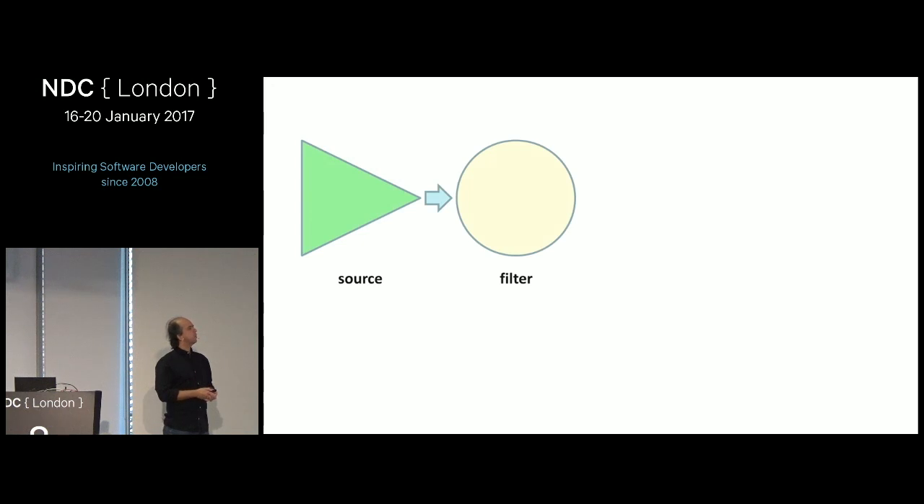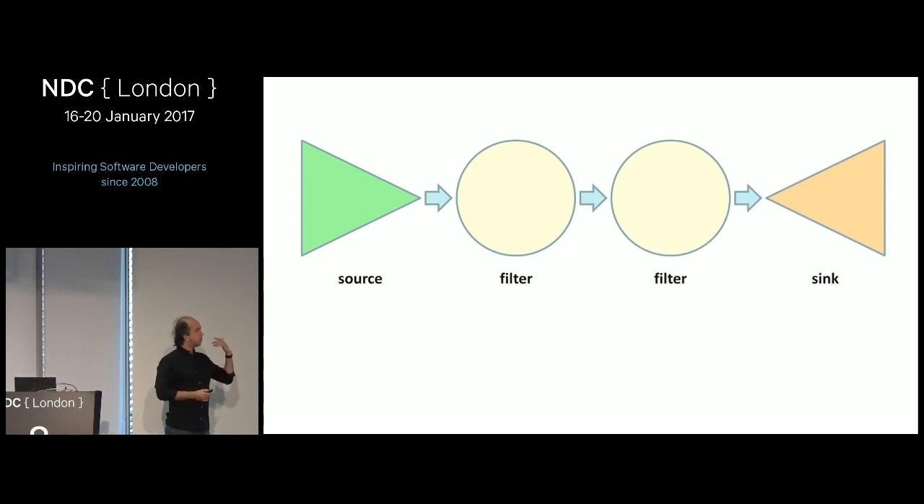So I'm going to pick on a very simple idea. What we've got here is some kind of source, and the arrangement is that we have a filter, then we maybe have another filter, and then we have a sink, and they're connected together using these pipes.